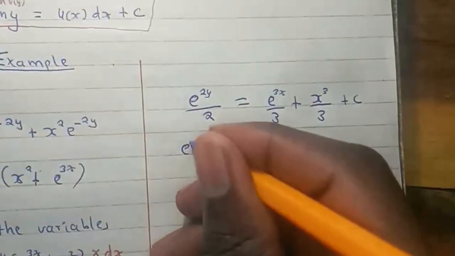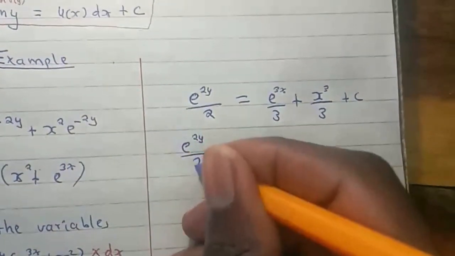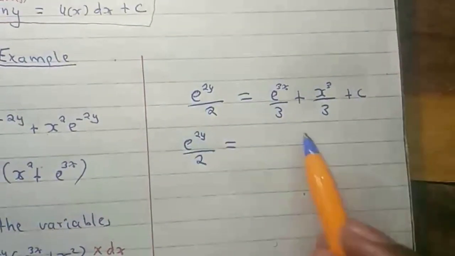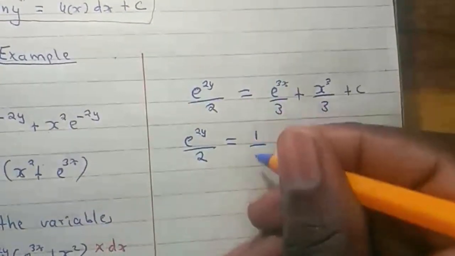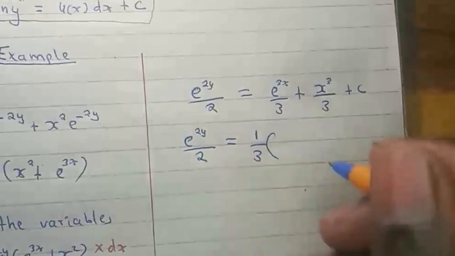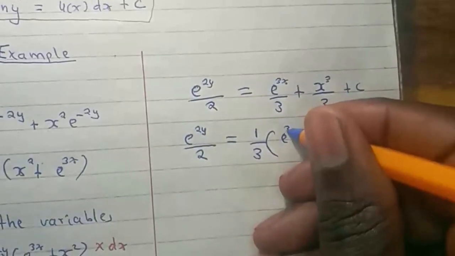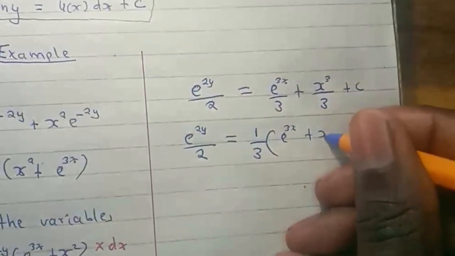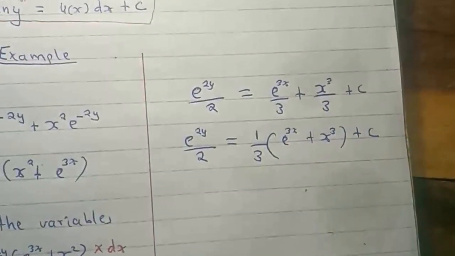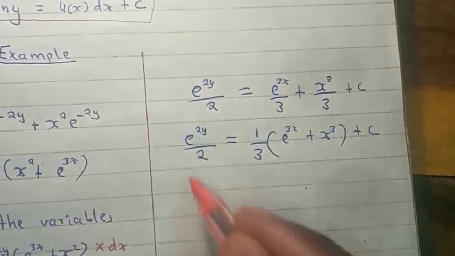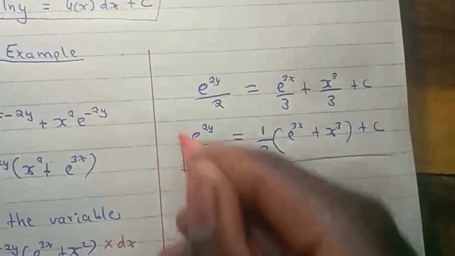So e^(2y)/2 = you can see 3 is a common factor here. We can factorize 3 outside: one third times (e^(3x) + x³) plus c. And that's the final answer after separating the variables.